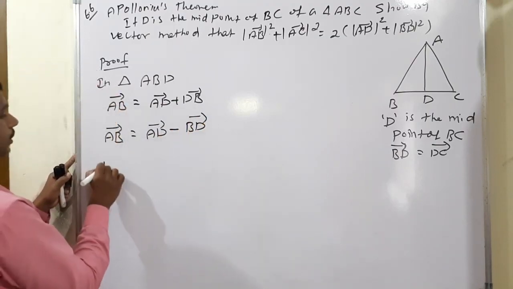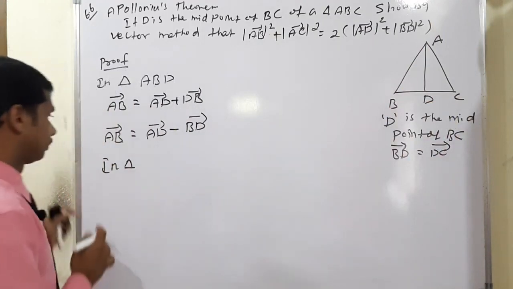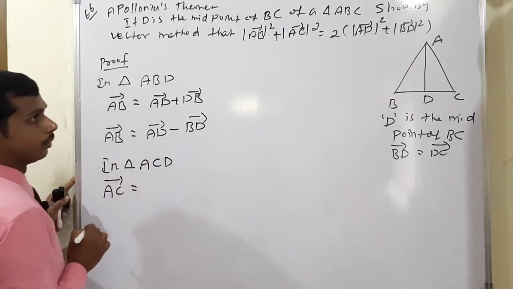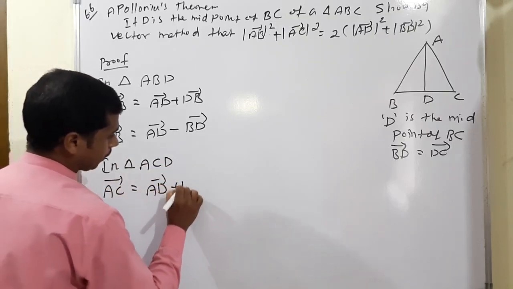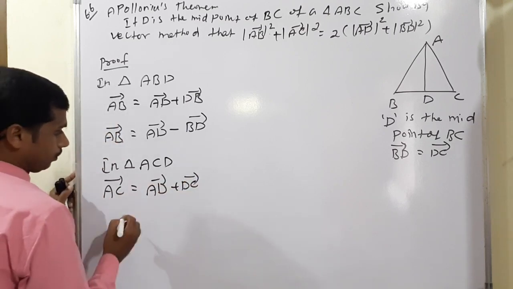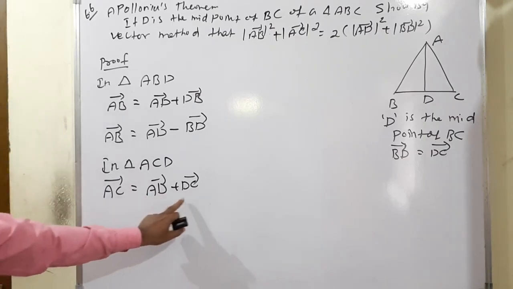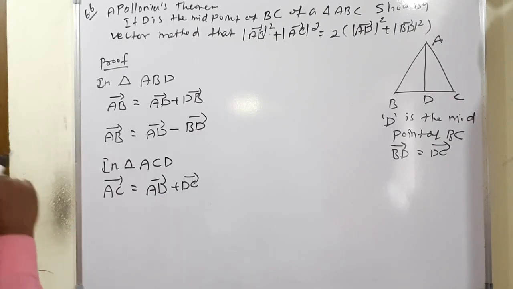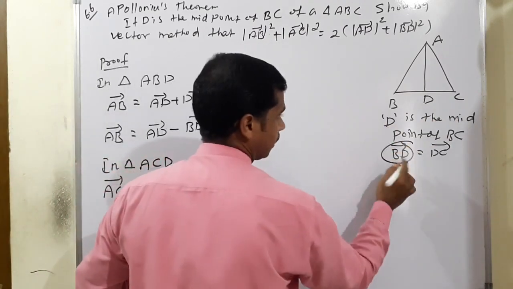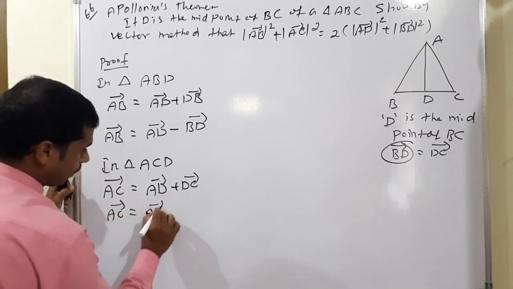This is one condition. Next, in triangle ACD, AC vector is equal to AD vector plus DC vector, isn't it? So AD vector plus DC vector. Now, already we know D is the midpoint, so instead of DC we can write BD, because BD vector is equal to DC vector, no? Therefore, AC vector is equal to AD vector plus BD vector.